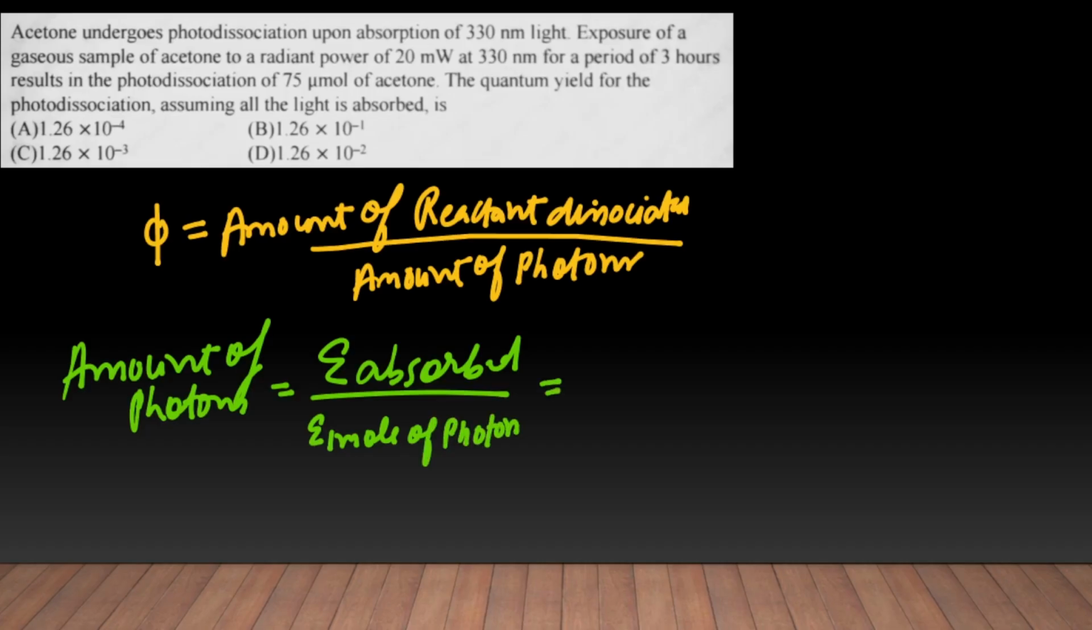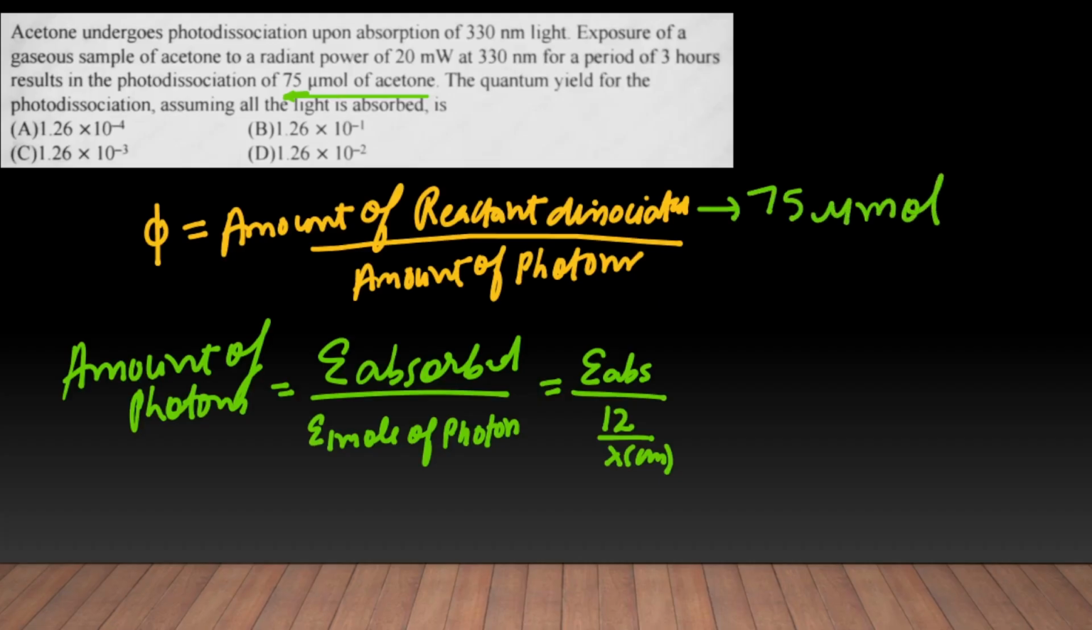We take it as E observed upon the energy of 1 mole of photon, which we write as 12 upon lambda in centimeters. Now just substitute these values and find the quantum yield. Here the dissociation of this much acetone is taking place, so the amount of reactant dissociated is given to us. This value is 75 micromoles, right? And E observed, that we have to find out.